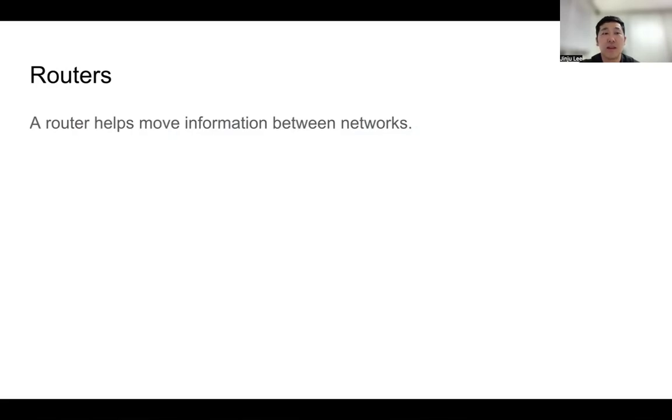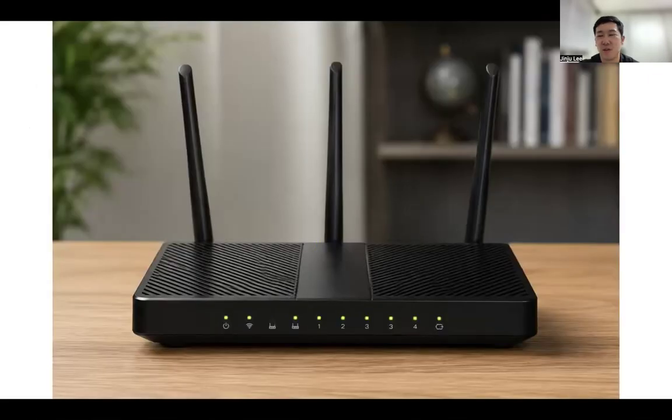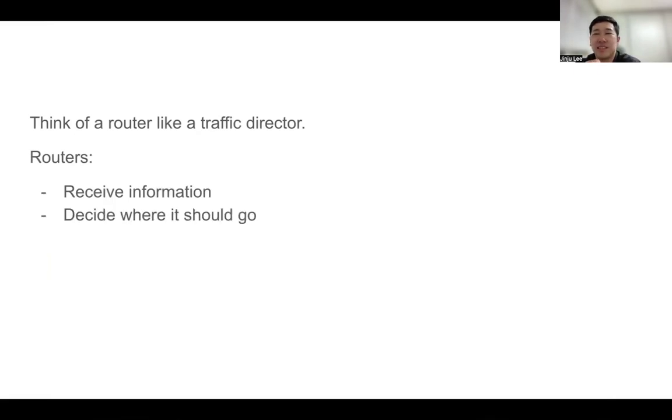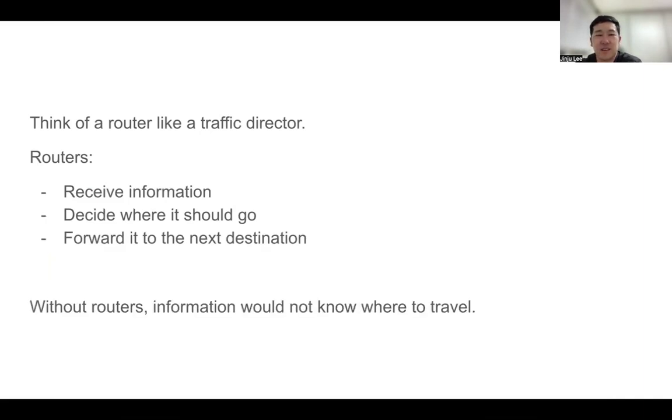What is a router? Well, a router helps move information between networks. You might have one in your home. I have one over here. Let me take a picture of it and I'll show you on my phone. So here's my router, okay? So think of the router like a traffic director. A router receives information, decides where it should go, and then forwards it to the next destination. Without the use of routers, information would not know where to travel.